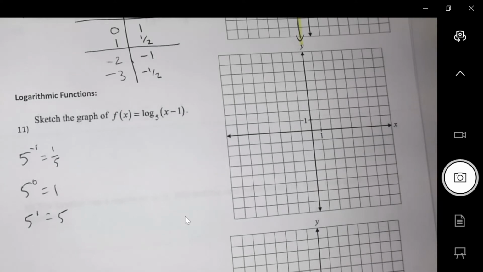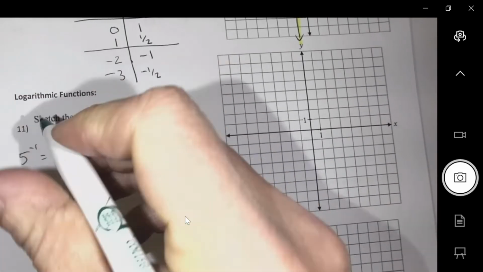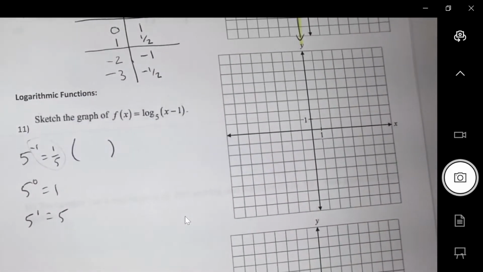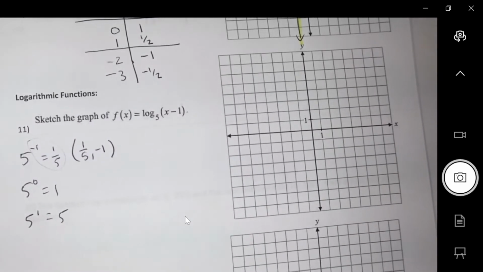Okay, since this is a log graph, how do I write those two numbers in a coordinate? Which one is first and which one is second? Remember, it's a log, so it goes like that. Output, comma, input kind of idea, right?